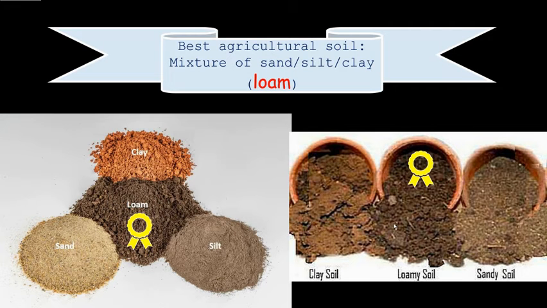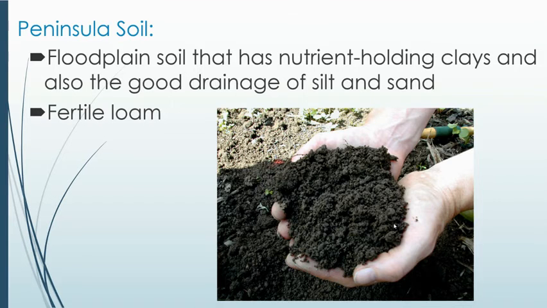So I was mentioning the best agricultural soil is going to be a mixture of silt and sand and clay, which we're going to call loam. And you can even have variations on this. You can have clay soil, loamy soil, sandy soil, clayey loam, silty loam. We're going to look at all those things. The San Francisco Bay Peninsula is a floodplain that has a lot of nutrient-holding clays, and so that tends to be good for agriculture and good for fertility of the soil.